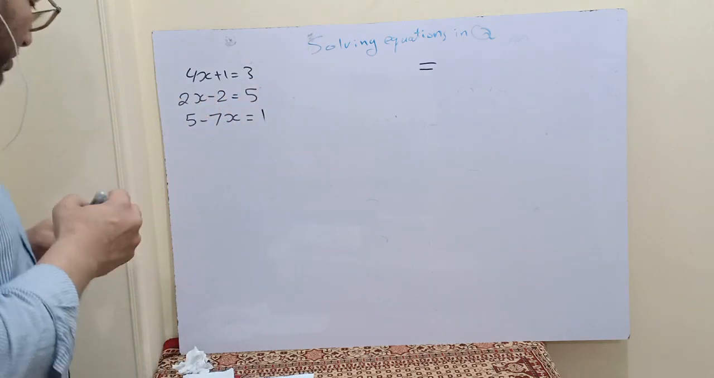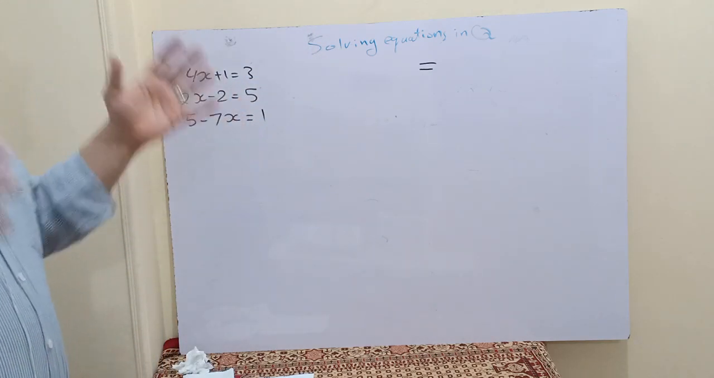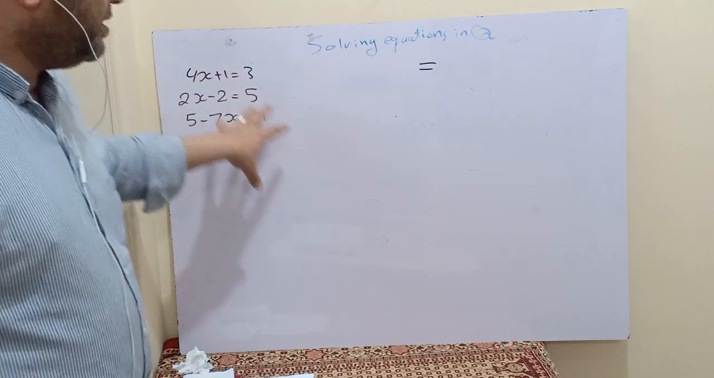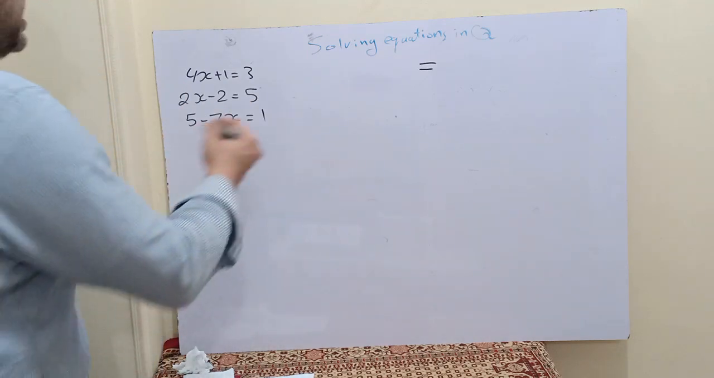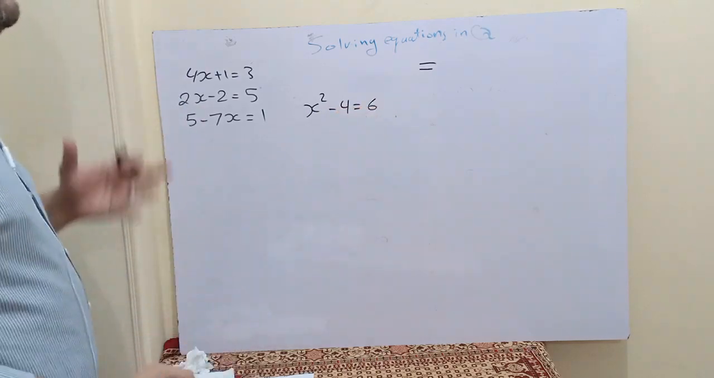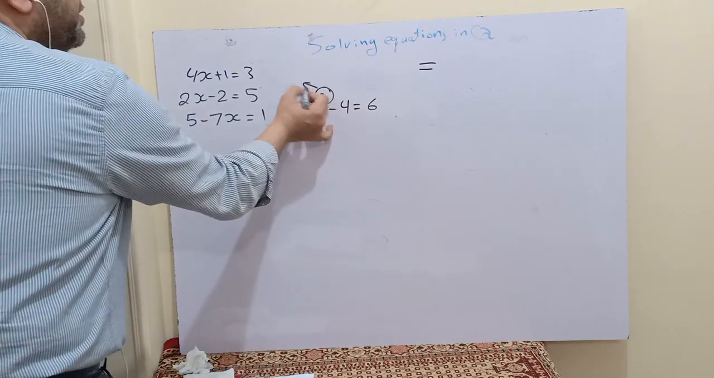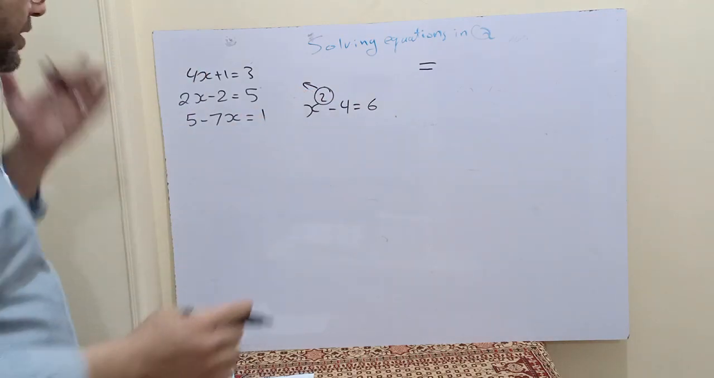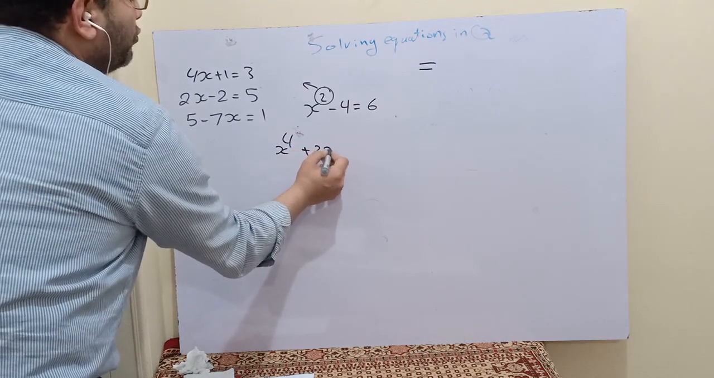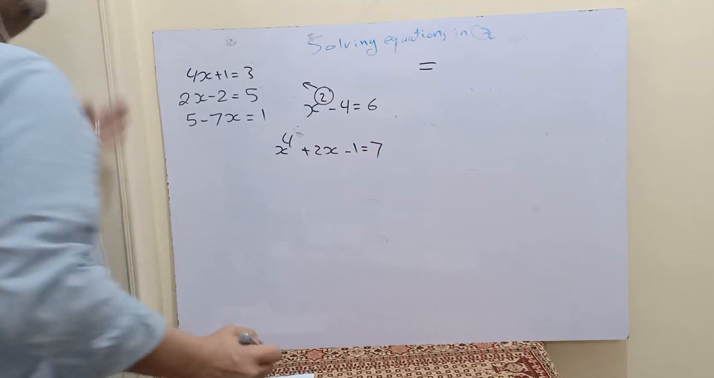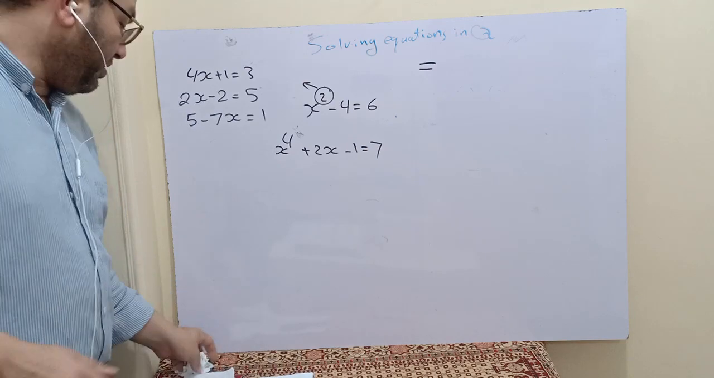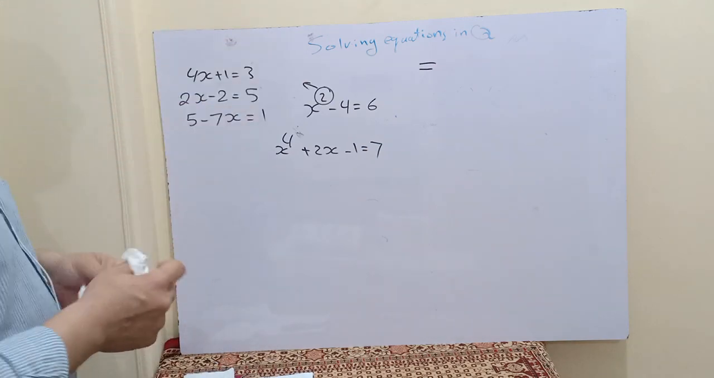That's the equation. What is the degree of an equation? The degree of an equation is the highest power of the variables in the equation. Like x^2 - 4 = 6. The highest power in this equation equals 2, so this equation is of the second degree. x^4 + 2x - 1 = 7 is an equation of the fourth degree. Okay, this is all the information about equations.